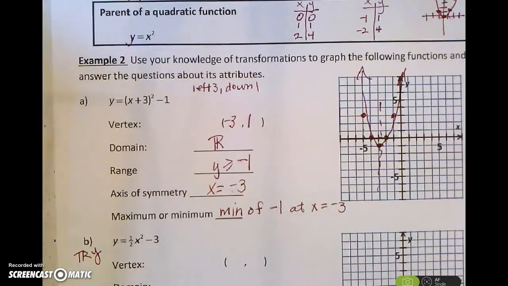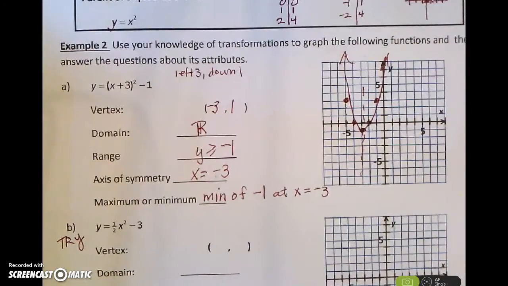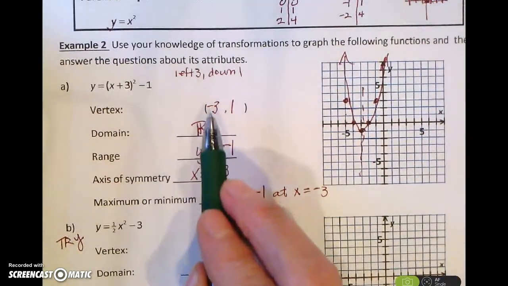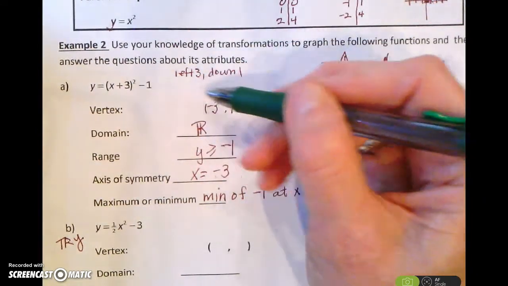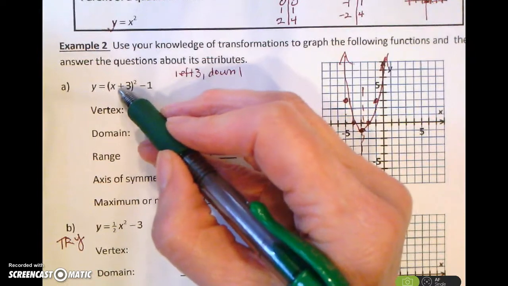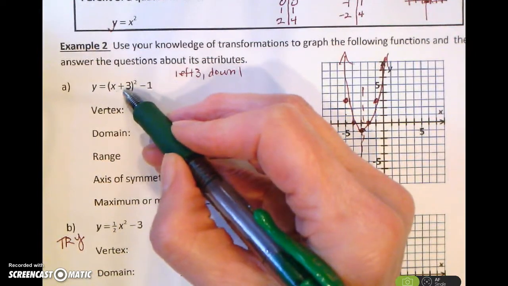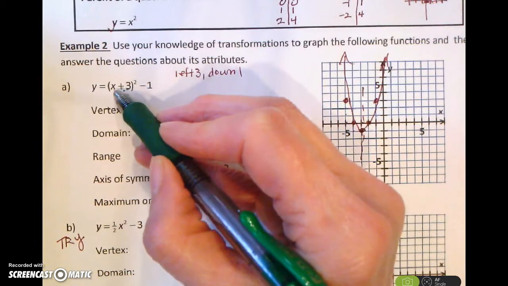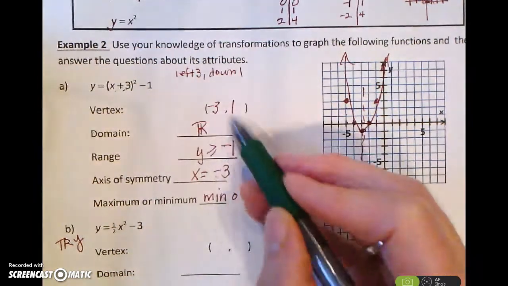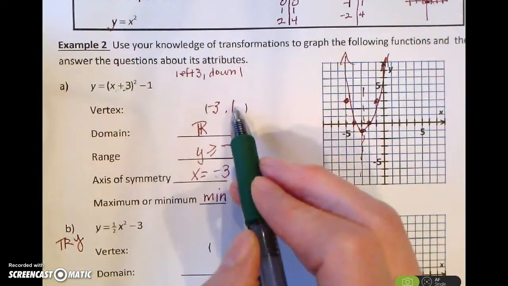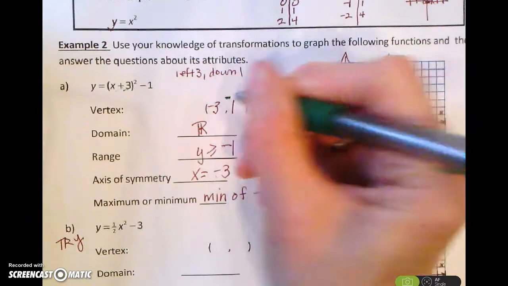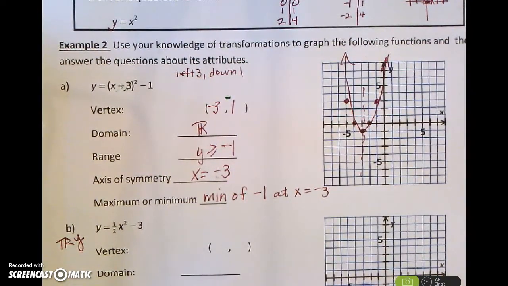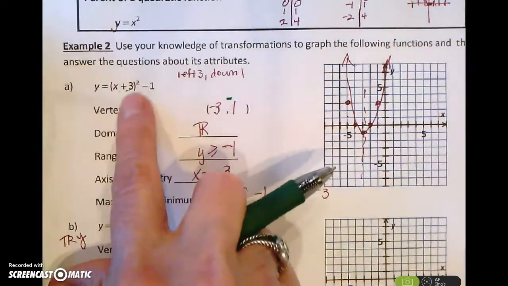To talk about that, I'm going to go back to example 2 and remind you that our vertex here was negative 3, 1. And notice how that matches up with this. We remember we moved to the opposite of whatever the number in with the x is. So we went left 3, and then we went down 1. Oops, that was wrong, wasn't it? That should be negative 1 right there. Sorry. Anyway, you can see how these things match.